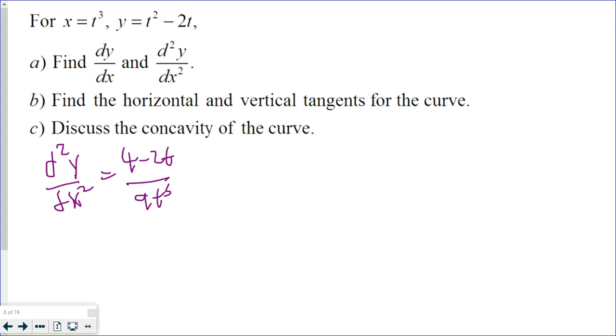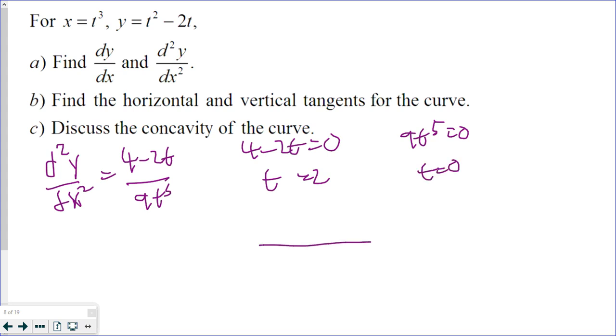Remember that concavity is where the second derivative is positive, concave up, and negative, concave down. We have a change in concavity at points of inflection, where the second derivative is either 0 or undefined. So let's consider the points where we're 0 and undefined. That would be t equals what? 2 and t equals 0. So let's do a number line here and look at what's happening between these points for our second derivative.